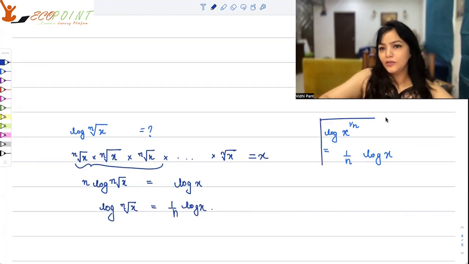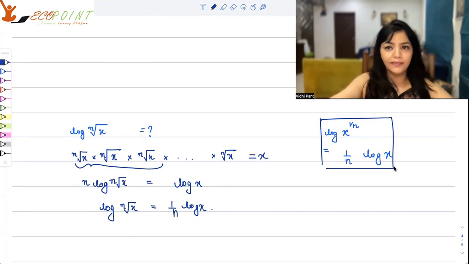And which directly, from the previous law, you can figure out that whether it's 1 upon n, then also it's going to be true. So for roots also, you get this result.